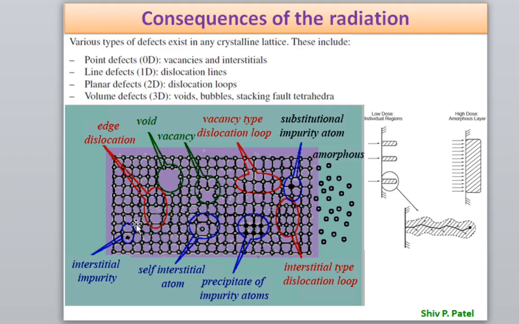Interstitial I have shown, edge dislocation I have shown, voids, vacancy, self interstitial atom I have shown, and precipitates of impurity atoms, where the impurity atoms precipitate in the material. Vacancy type dislocation loop I have shown, then substitutional impurity atoms, and interstitial type dislocation loops. An amorphous region may also be created. So this can also be understood.